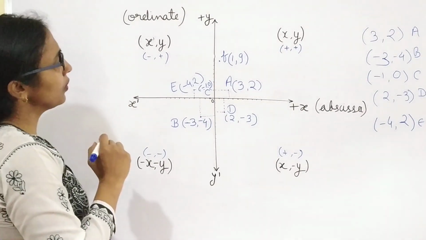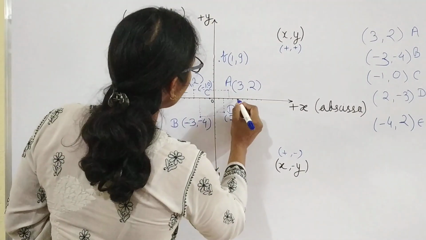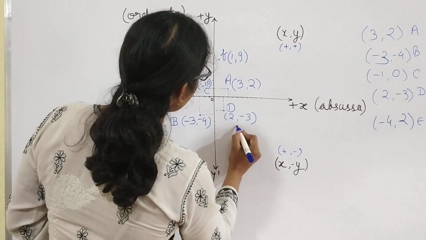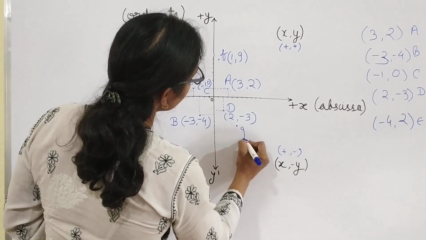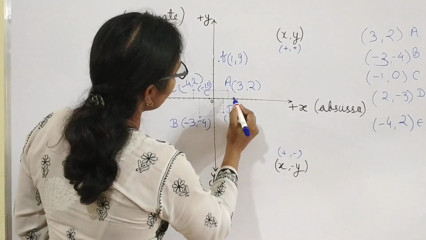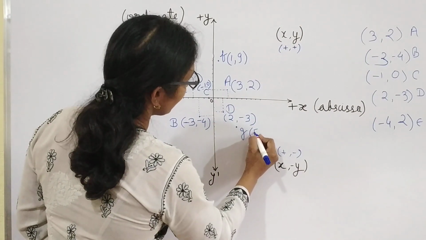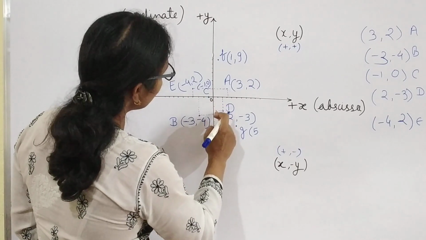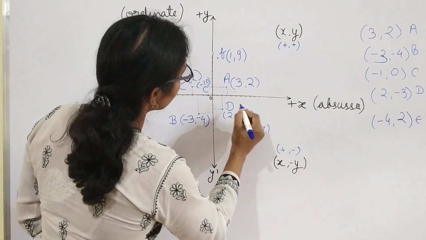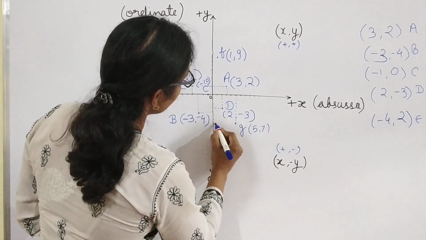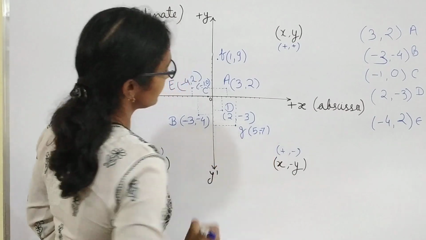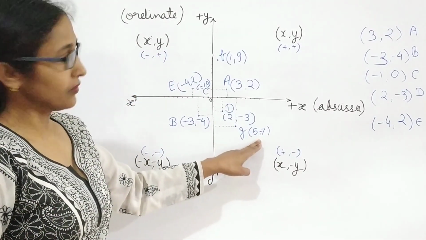Now suppose any point is given here, it is point G. Its coordinate will be 1, 2, 3, 4, 5 and here 1, 2, 3, 4, 5, 6, 7. So it will be -7. So (5, -7).